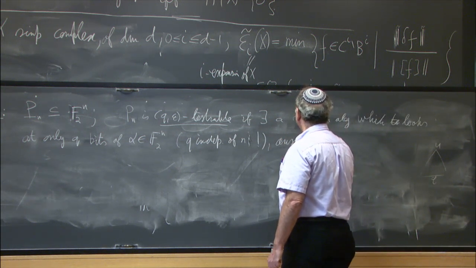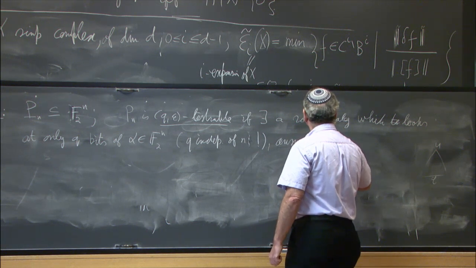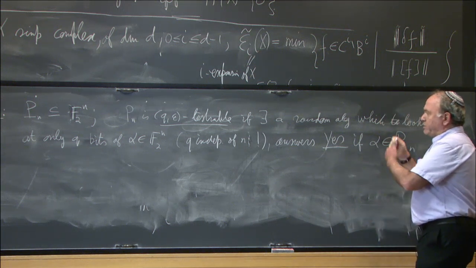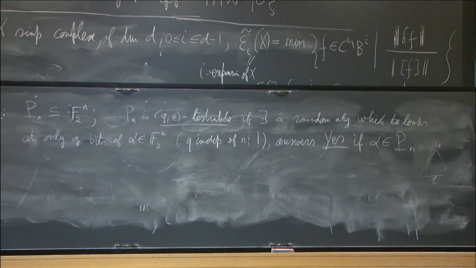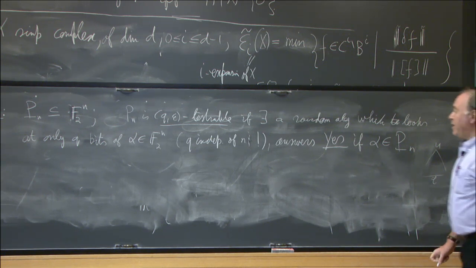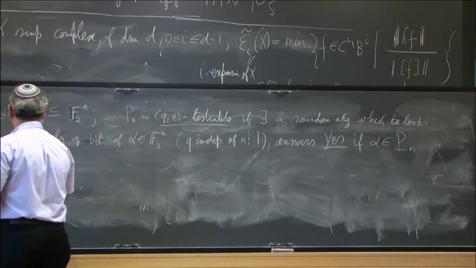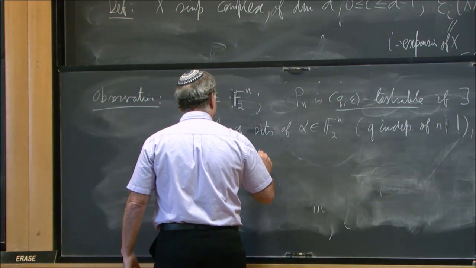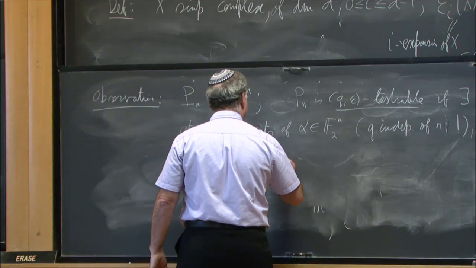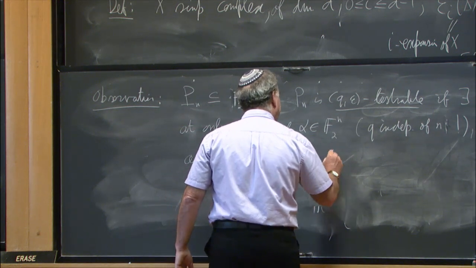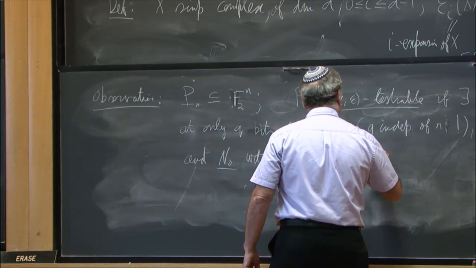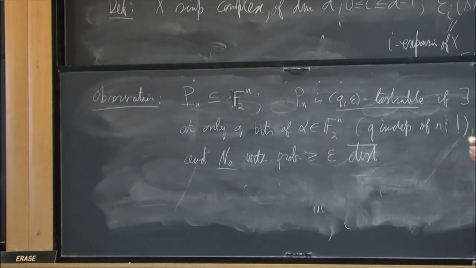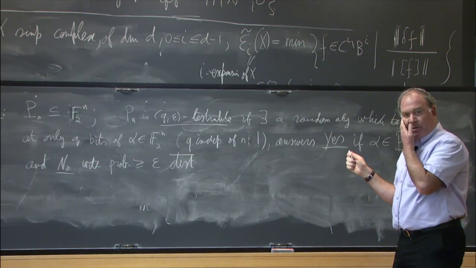Answers always yes if alpha is inside Pn. So this algorithm wants to decide if alpha is inside the set or not, and it will accept or reject it. If it's not inside, it rejects with probability at least epsilon times the distance, the normalized Hamming distance between alpha and Pn.